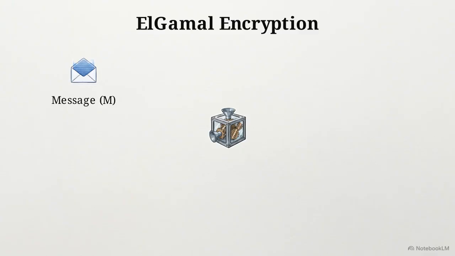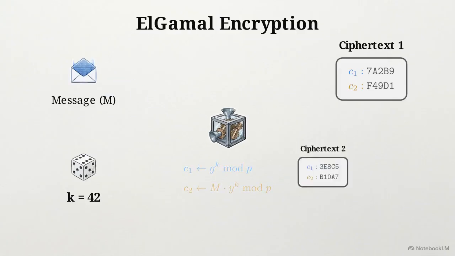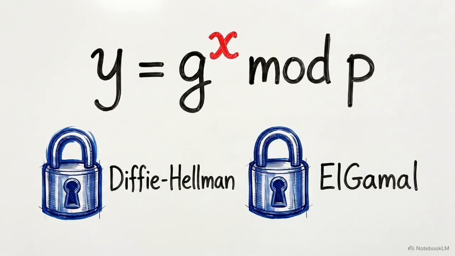Taher El-Gamal later adapted this logic for encryption. Unlike a standard key exchange, El-Gamal encryption uses a random number k for every message. This produces a randomized ciphertext, meaning the same message will look different every time it's encrypted. Both Diffie-Hellman and El-Gamal remain secure as long as the discrete logarithm problem remains computationally difficult.